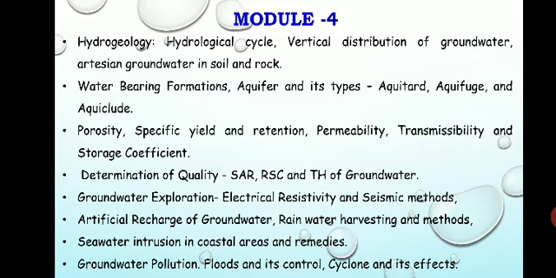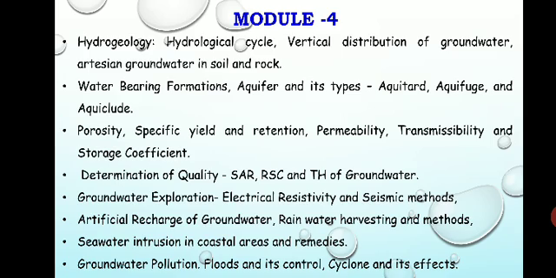Then how the groundwater occurs in different types of soils and rocks. Then there are different water bearing formations which we call aquifers. What are the types of aquifers? Then the properties of those water bearing formations, like porosity, specific yield, specific retention, permeability, transmissibility, storage coefficient. These are all the properties of the water bearing formations.